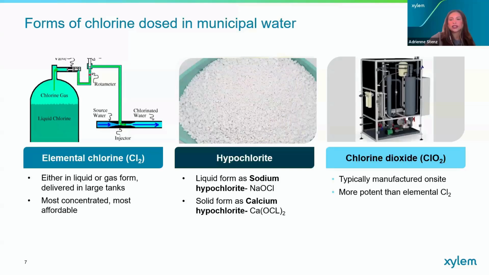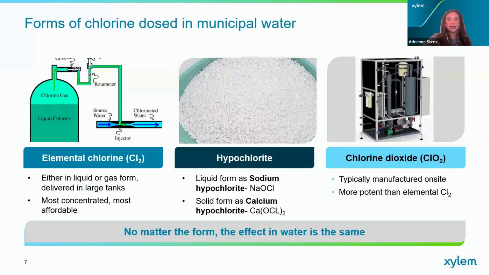And then finally, chlorine can be dosed in the form of chlorine dioxide, which is a gas which is unstable and decomposes rapidly in air and water. Chlorine dioxide has a more potent disinfecting ability than elemental chlorine because it has more active oxygen atoms available to react and oxidize substances. It's generally 2.5 times more potent than elemental chlorine on a multimole basis. Chlorine dioxide is produced with an on-site generator and then injected into the water. No matter the form of chlorine used, the effect of chlorine when it reacts in water is the same.